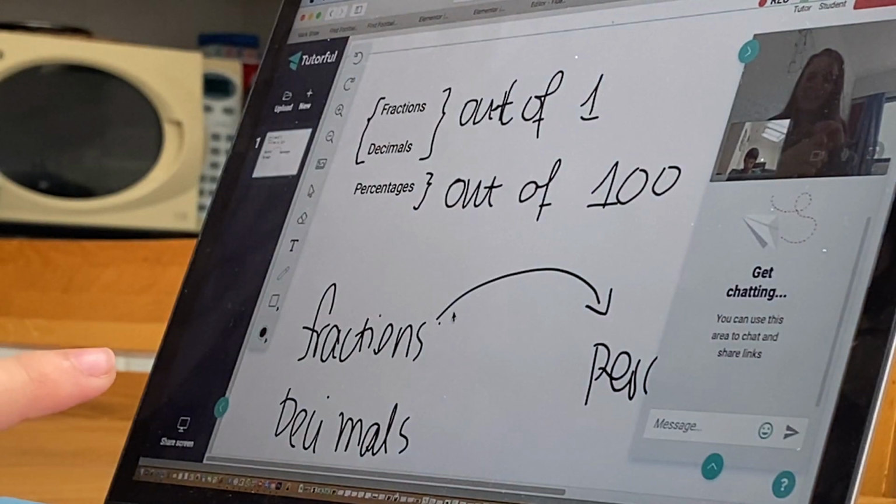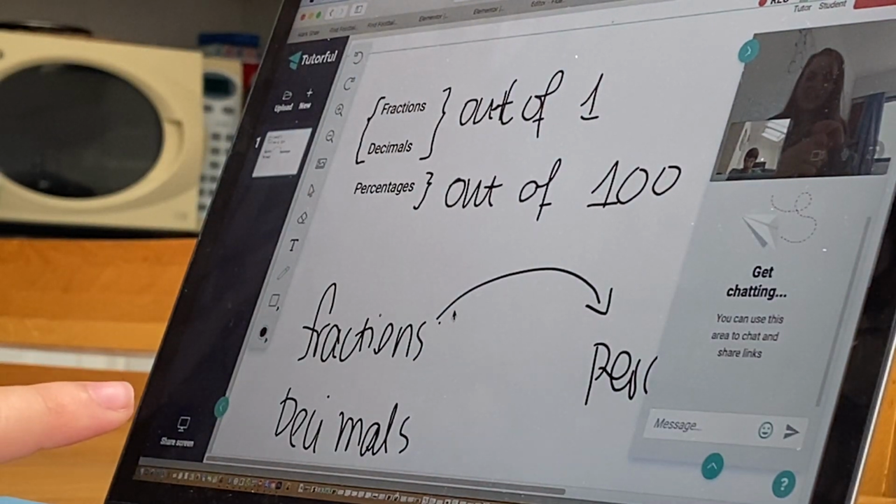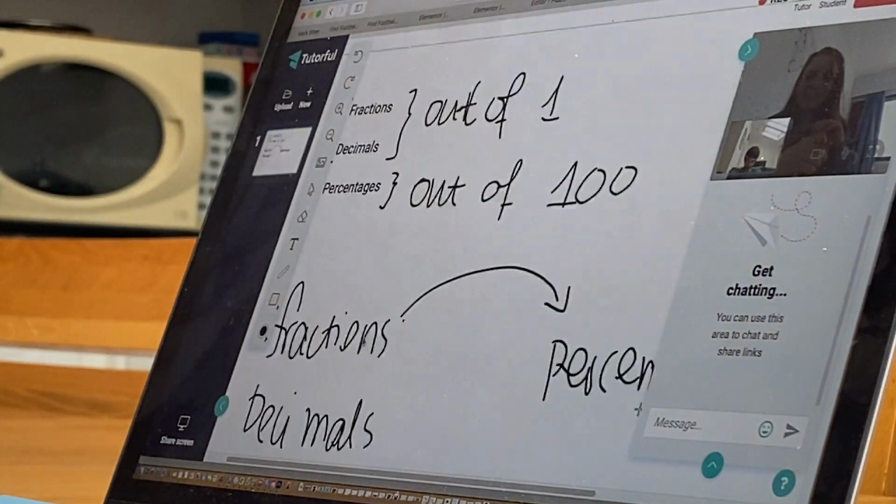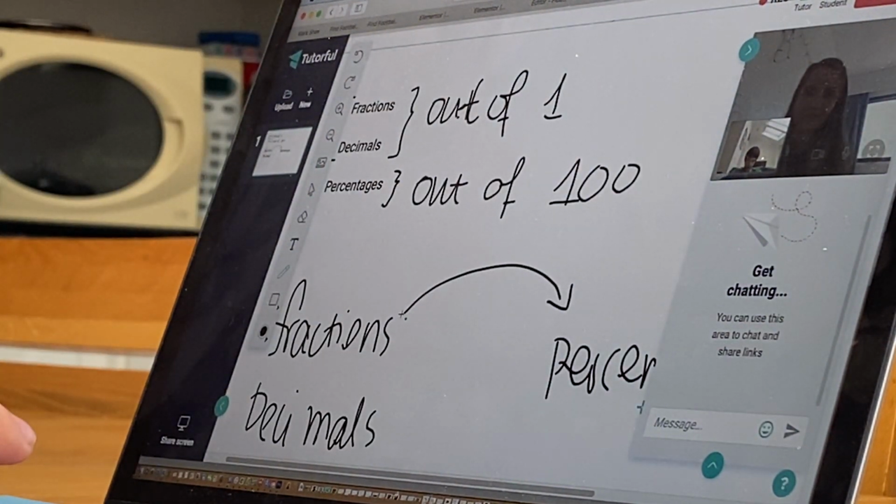Going to see what the fraction is, and then convert it into the decimal, and then convert it to percentage. So both of these will work, both fraction and decimal. So maybe let's go for an example.